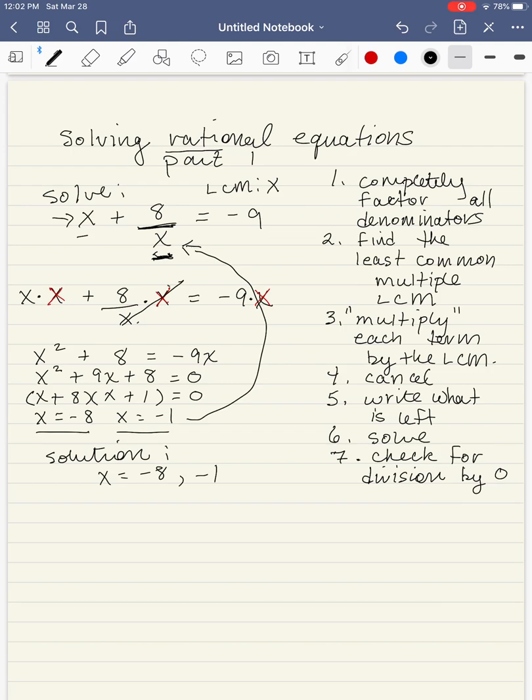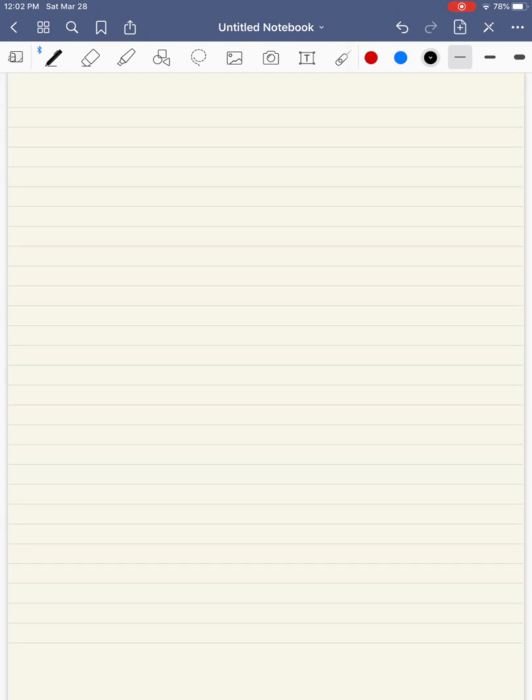Okay, let's do another example. I want to go ahead and start a new page here. (5x plus 7) over (x minus 1) equals 24 over (x squared minus 1) plus (5x minus 7) over (x plus 1). All right, and our instructions would be to solve.